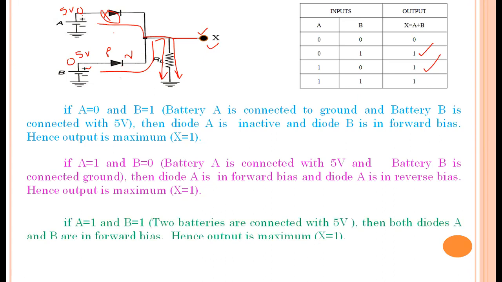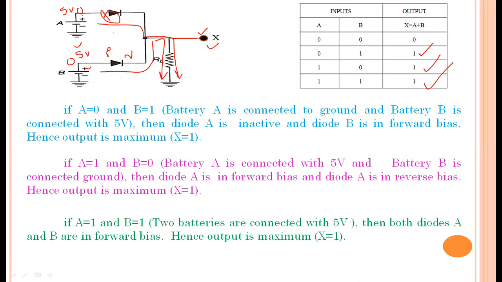And the final case, if A is equal to 1 and B is equal to 1, that is A is equal to 5 volts and B is also 5 volts. Then both the diodes are in forward bias. So current will flow through the load resistance RL. So the output is maximum, so X shows 1.